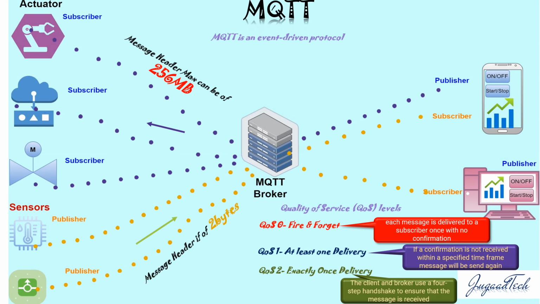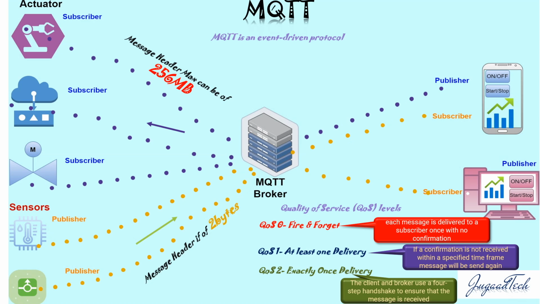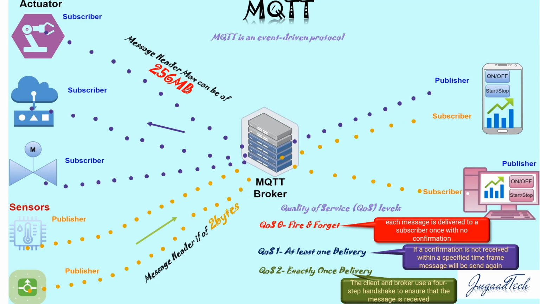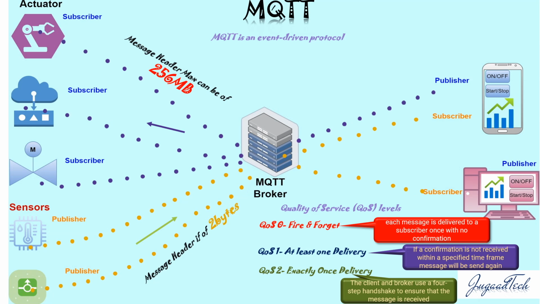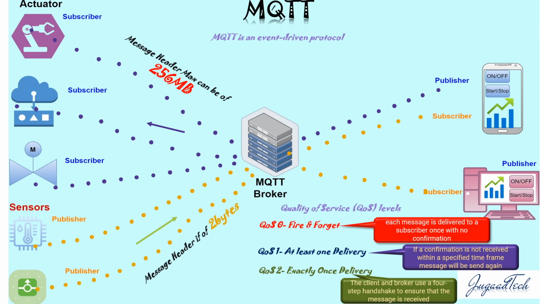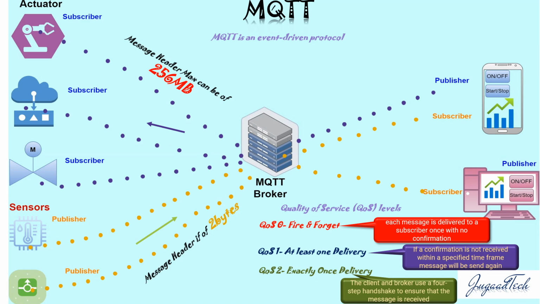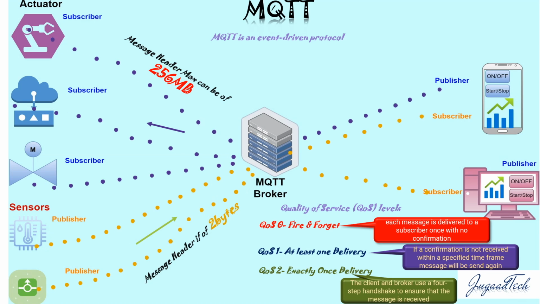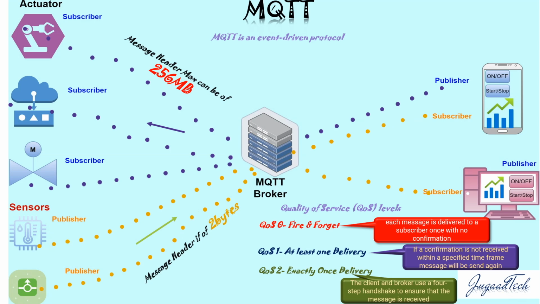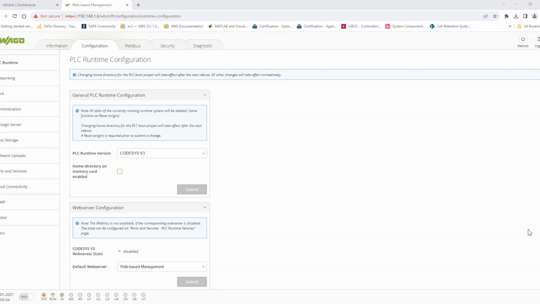Exactly once delivery means the client and broker use a four-step handshake method to ensure that the message is received, which means that exactly once the message should be received by the subscriber. So it is something like some delivery parcel that comes to your doorstep and you get it done.